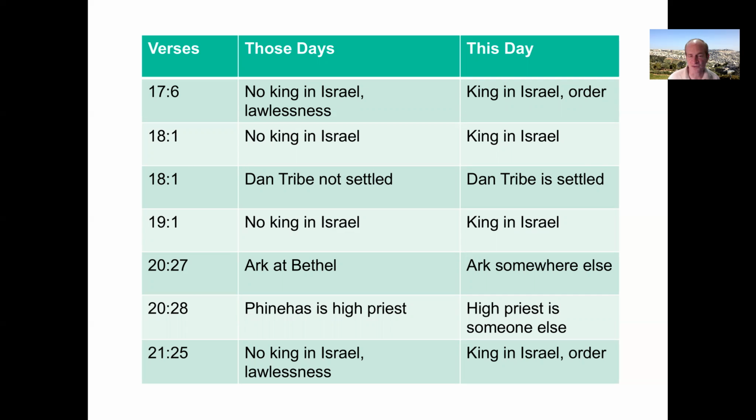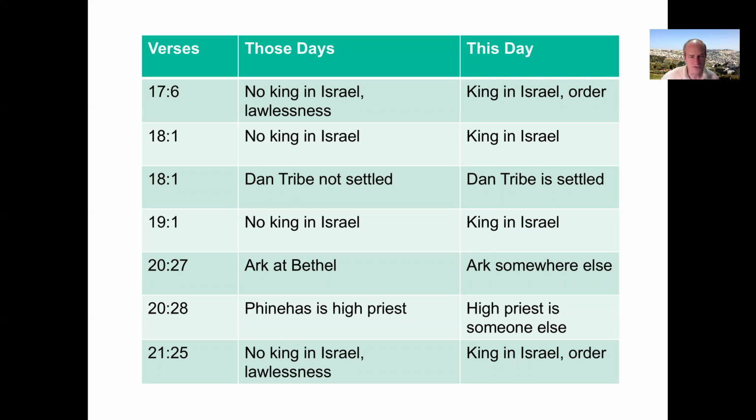18:1 again says there's no king in Israel, and so this day there would be a king in Israel. 18:1 says, in those days the Dan tribe wasn't settled, but this day the Dan tribe is settled. 19:1 once again says no king in Israel.